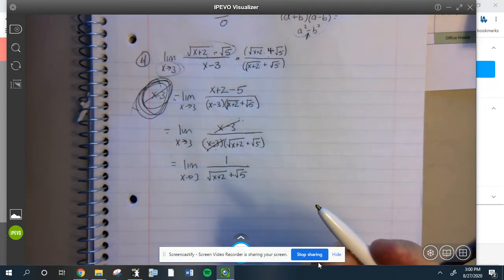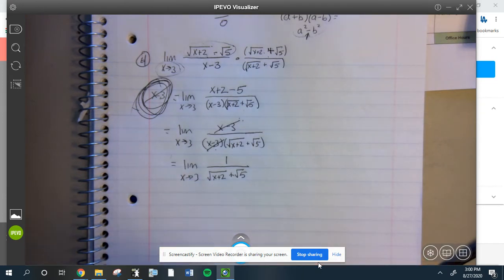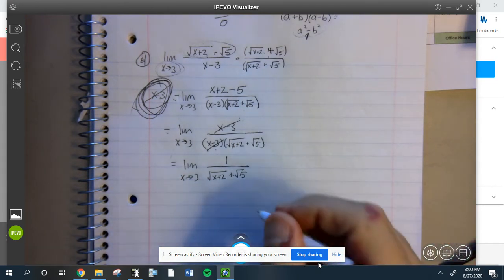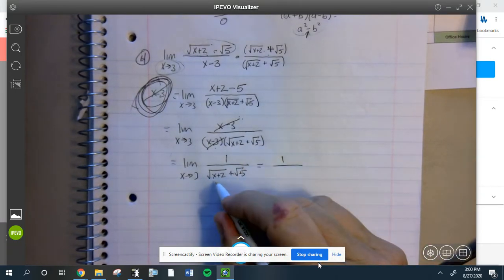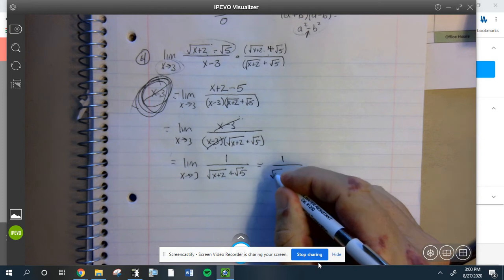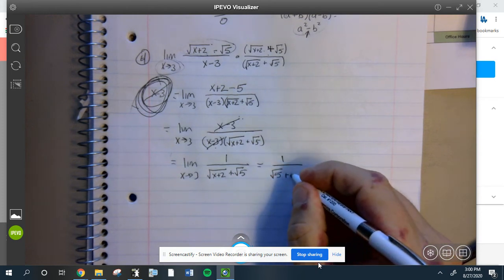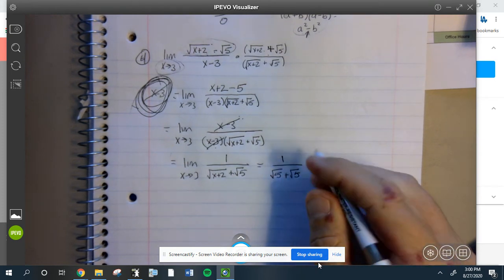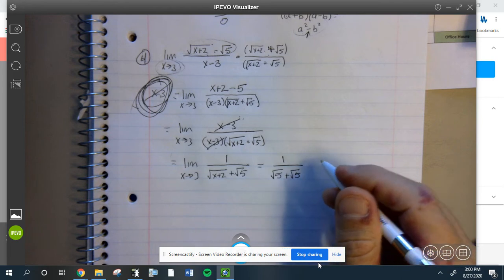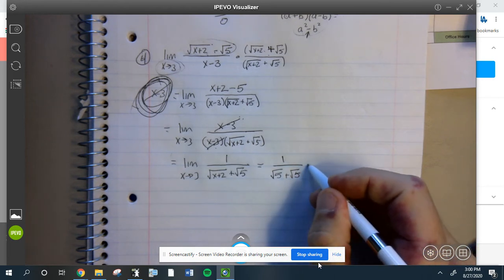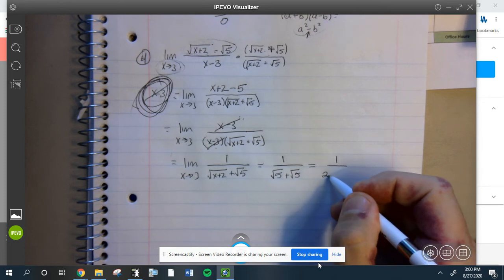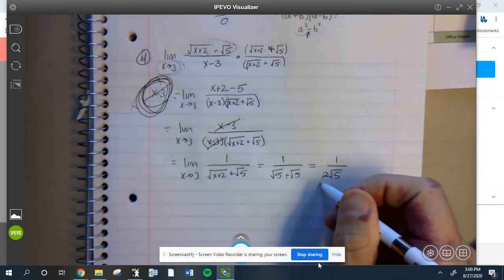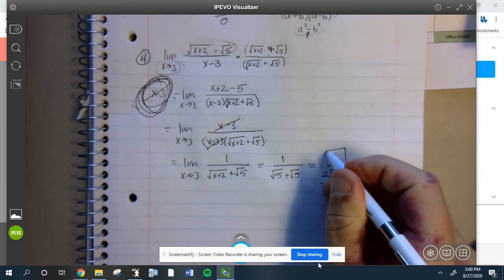That's good. That means now we're ready to do this limit by direct substitution. You plug in the 3, you get the square root of 5 plus the square root of 5. Those are like terms. They're just like x plus x, which would be 2x. Square root of 5 plus square root of 5 is 2 square root of 5. And you're done.